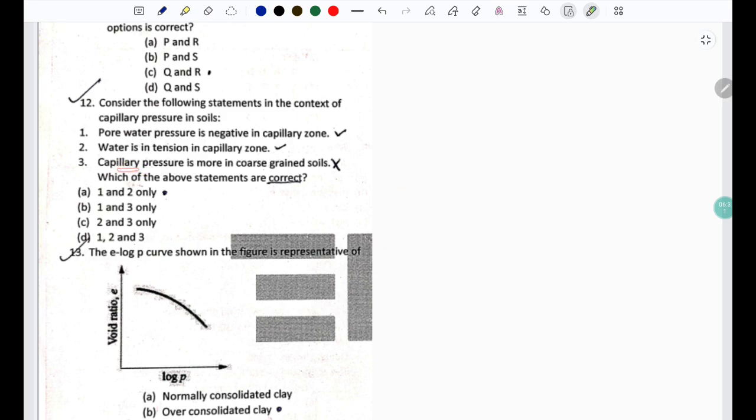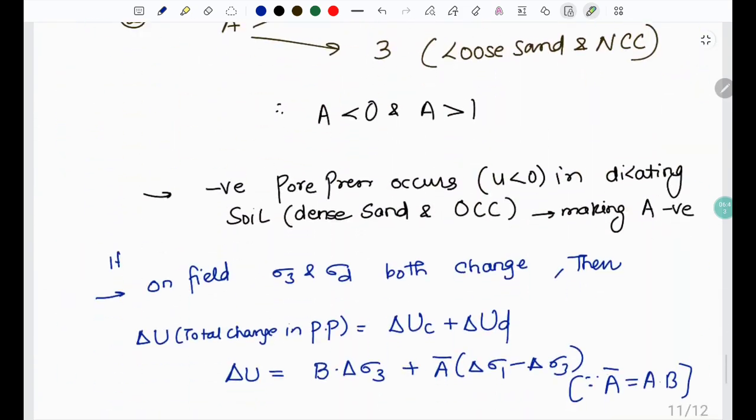Then it says that capillary pressure is more in coarse grain soil. So no, that is not the case. On the contrary, capillary pressure is much more in fine grain soil. Therefore, the first and second statements are correct. Let us see the concept behind it.